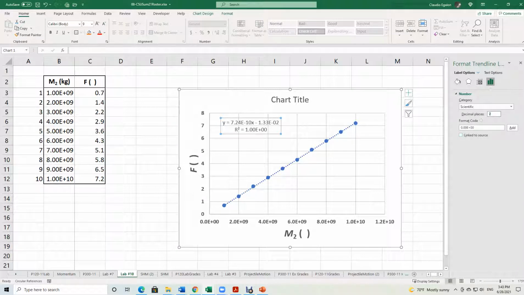And when you set to scientific, it automatically shows you with 2 decimal places. Make sense? Yeah, got it. Thank you so much. Okay.